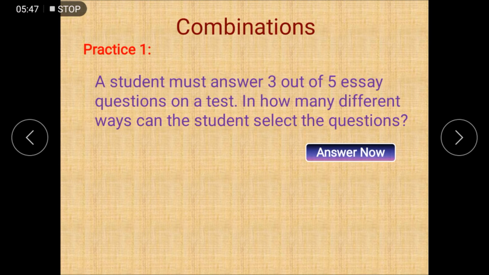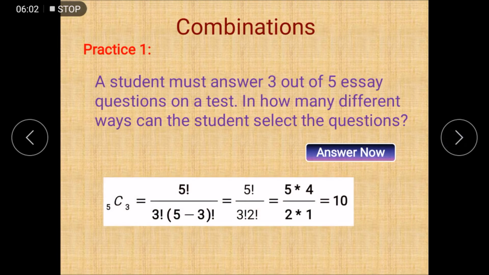Okay, just that they choose to answer number 3 first, but still they are answering the same question. So when we come to think about it, this question we will use combination instead of permutation. So we will see how. We just use the formula, 5C3.